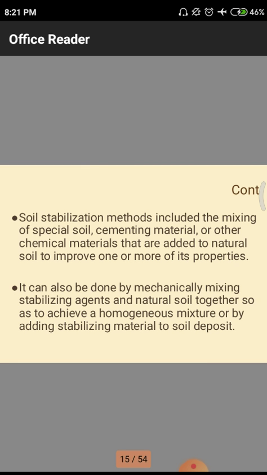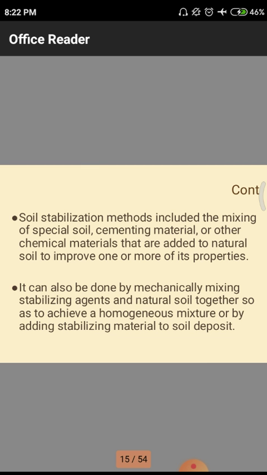Next one, it can also be done by mechanically mixing stabilization agents. Mechanically mixing means we have to use some of these rollers. Normally whenever we have a construction, in those particular places we observe these mechanical mixing equipments, like cement mixing equipments. Likewise here also, to strengthen the soil parameters, we have to use some quantity of soil plus another cementitious material or any chemical, so we need to use some quantities of mixing agents in the form of mechanical equipments.